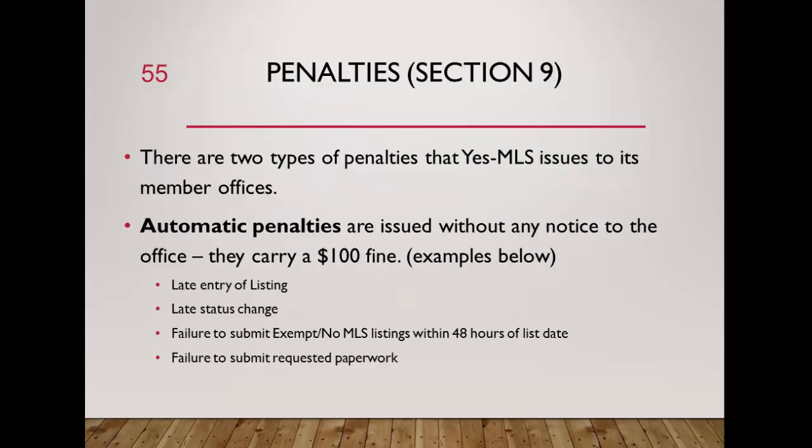We have two types of penalties that are issued. Automatic penalties, where you don't have any notice and we found an error such as a late entry, a late status change, failure to submit paperwork, and failure to submit an opted out listing. Those carry a fine of $100. Automatic penalties are not limited to those listed. Those are just a few examples.